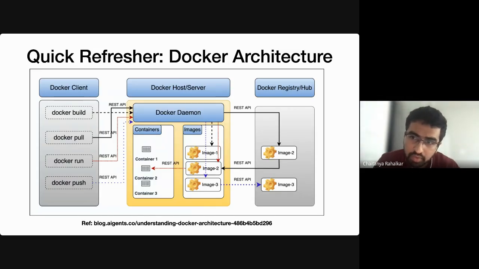So this is a quick refresher about how Docker architecture works. You have a Docker client and a Docker daemon or Docker server, and then you have the Docker registry. In most cases, the Docker client and the host are running on the same system, and they essentially interact over a REST API. The Docker daemon is basically the brains of the system that is responsible for managing the life cycle of the container. And the Docker registry hosts all of these images.